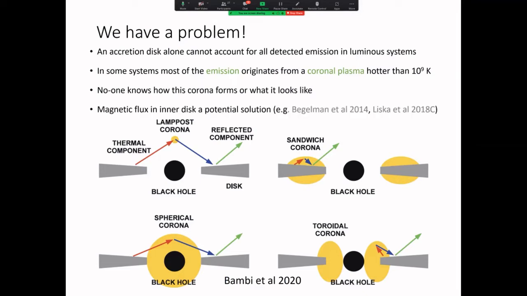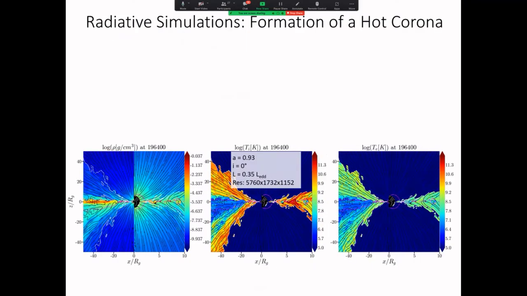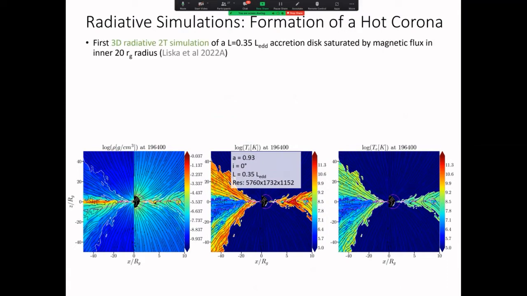It was postulated, among others, by Mitch, that when the accretion disk is threaded by a significant amount of magnetic flux, that might be a solution. So to address this theory, I ran the first radiative simulations of an Eddington rate accretion disk, which also included the decoupling between ions and electrons, where the disk was saturated by magnetic flux.